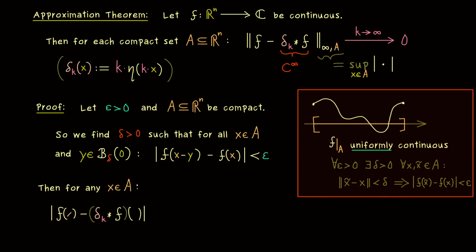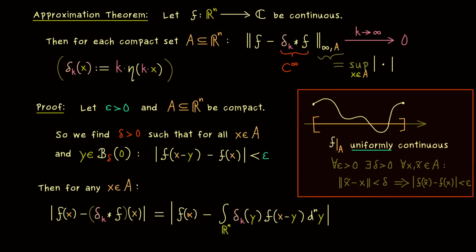So we first look at the absolute value and put a point x in. And now of course we can just use the definition of the convolution. As always, it's simply given by an integral over the whole Rn. And we can write it as delta k of y times f of x minus y. So x is fixed and we integrate over y.